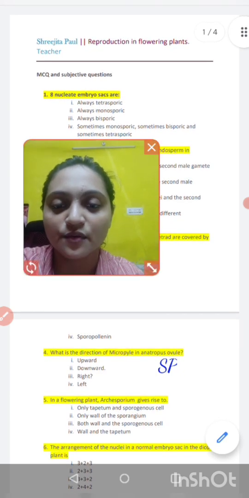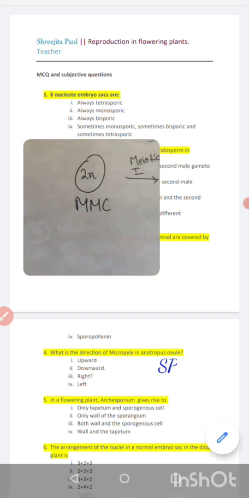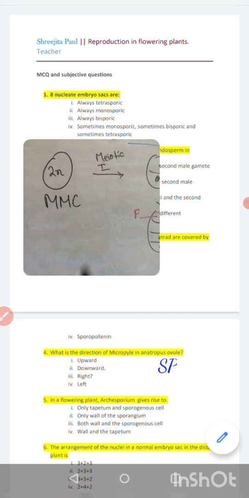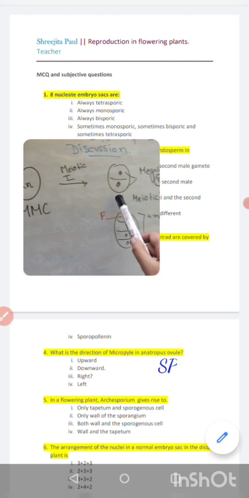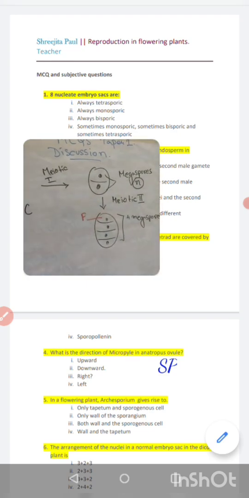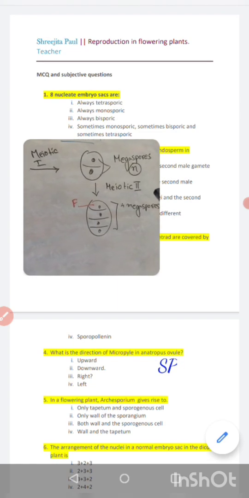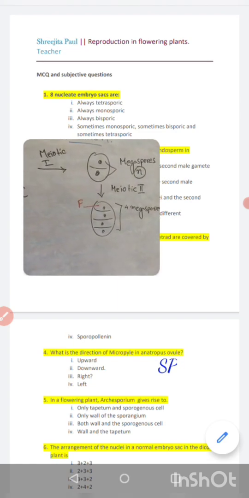There, student, we have learned how the megaspore mother cell, which is diploid in nature, undergoes the first meiotic division to form two megaspores. Subsequently they undergo the second meiotic division to form four megaspores.